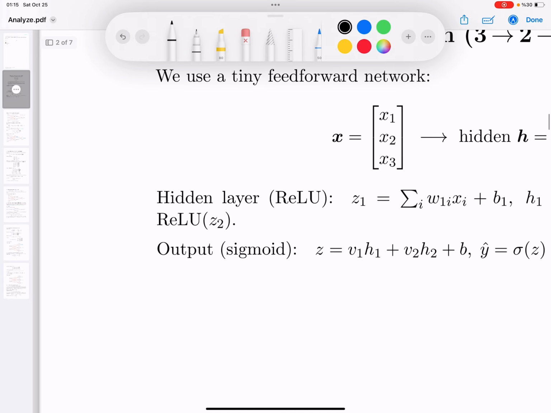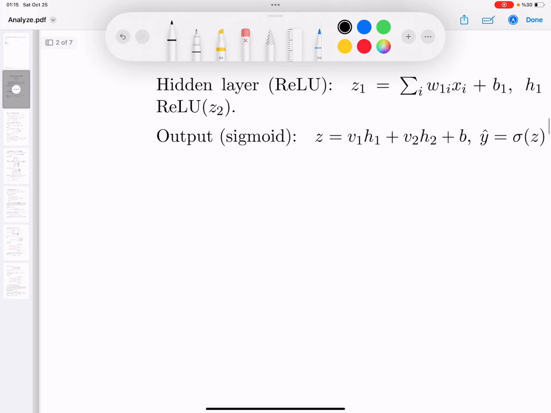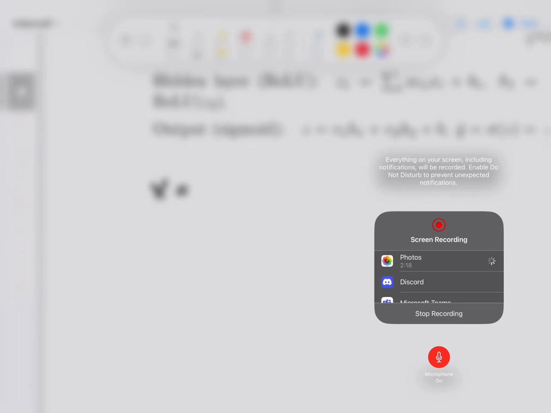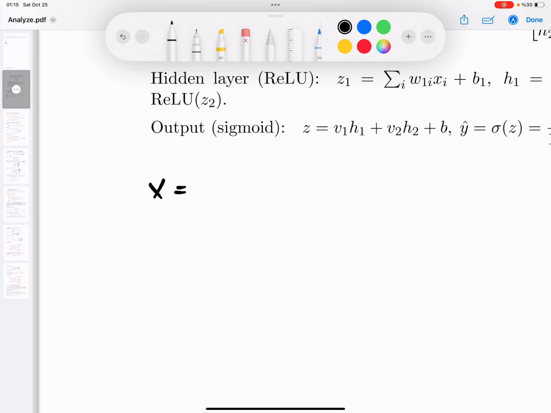Okay, now we have an input x. I hope we are recording. Okay, microphone is on, nice.